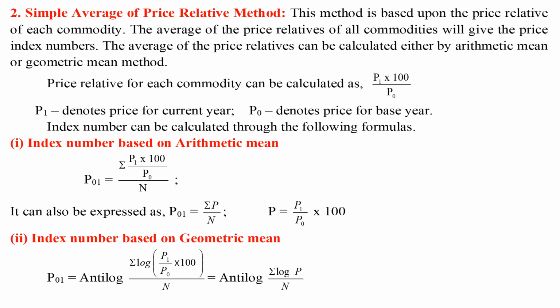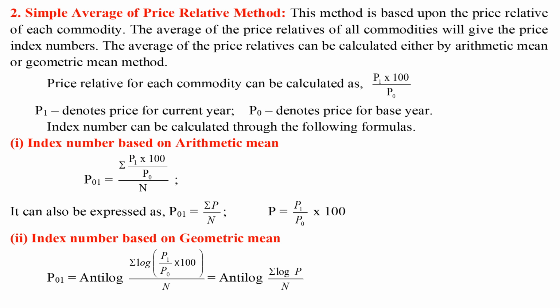Simple average of price relative method. This method is based upon the price relative of each commodity. The average of the price relatives of all commodities will give the price index numbers. The average of the price relatives can be calculated either by arithmetic mean or geometric mean method. Price relative for each commodity can be calculated as P1 by P0 into 100. P1 denotes price for current year, P0 denotes price for base year.